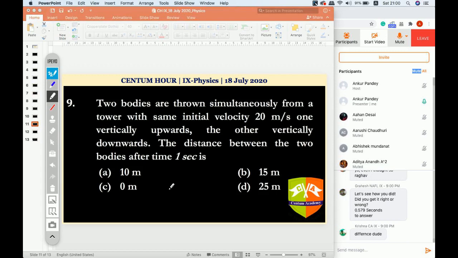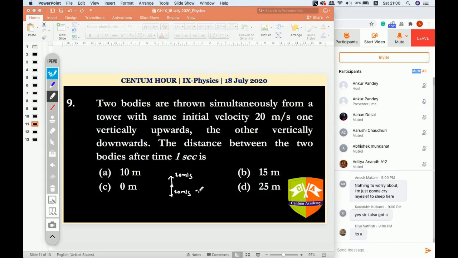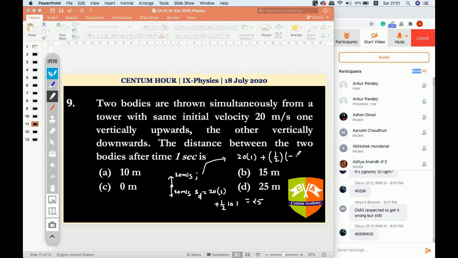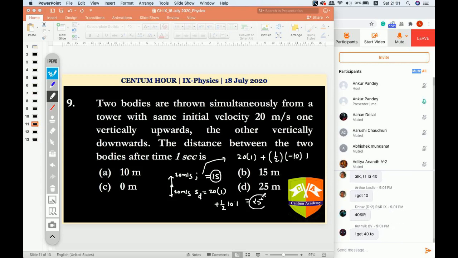Okay. This is the neutral point. From here, one body is thrown up with 20 meters per second, and one body is thrown down with 20 meters per second. The displacement covered down is ut plus half at square, which is 25. The displacement covered up will be ut plus half, minus 10 t square. This is 15. 15 plus 25, the answer should be 40.